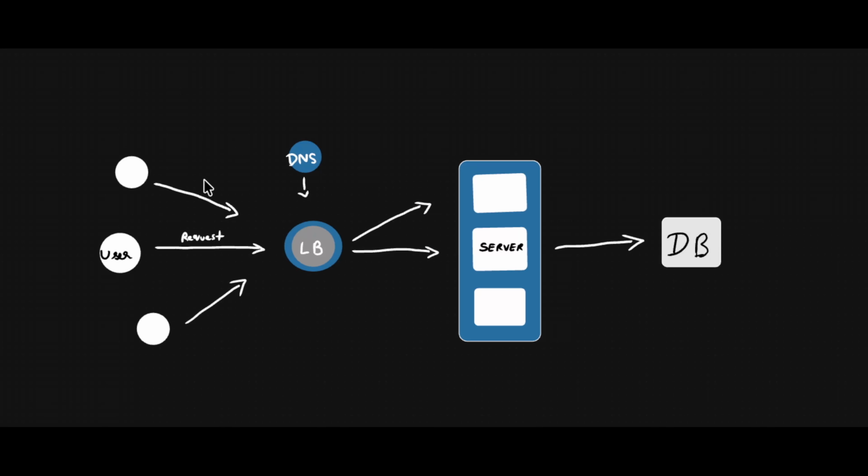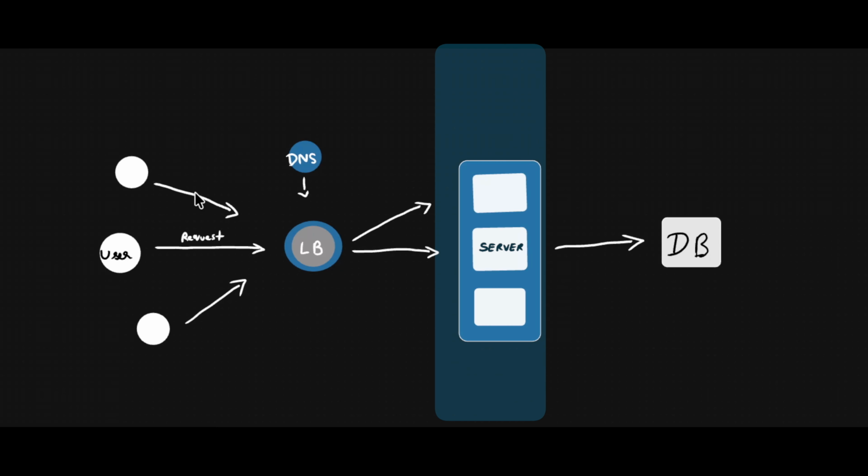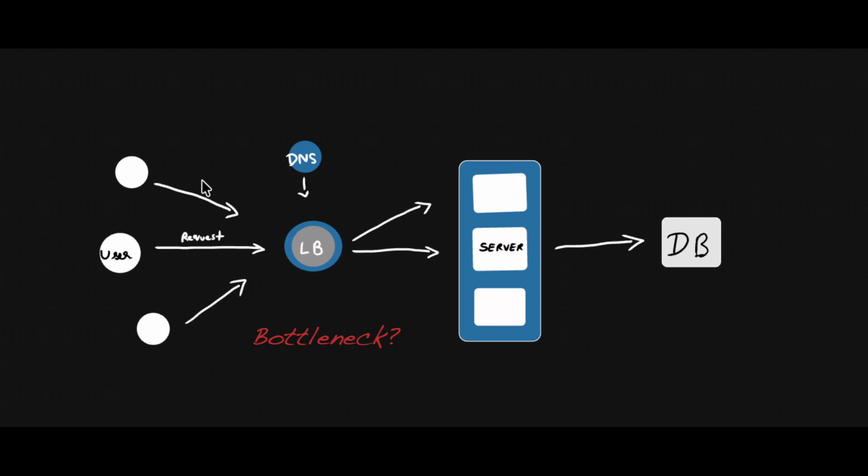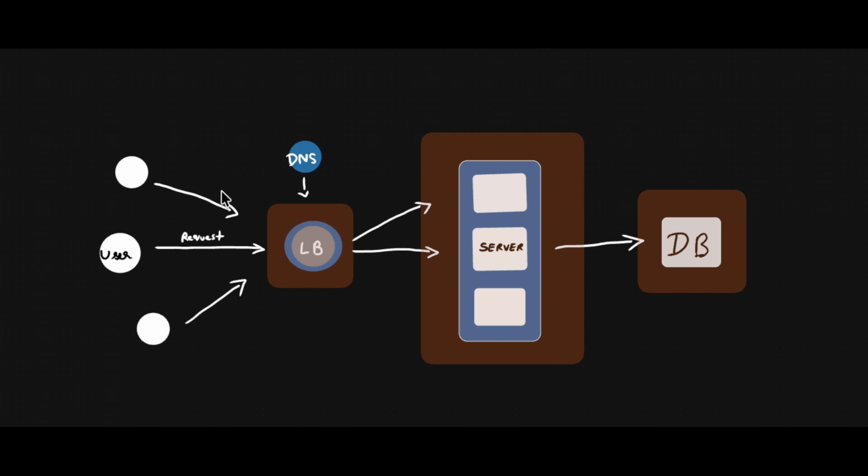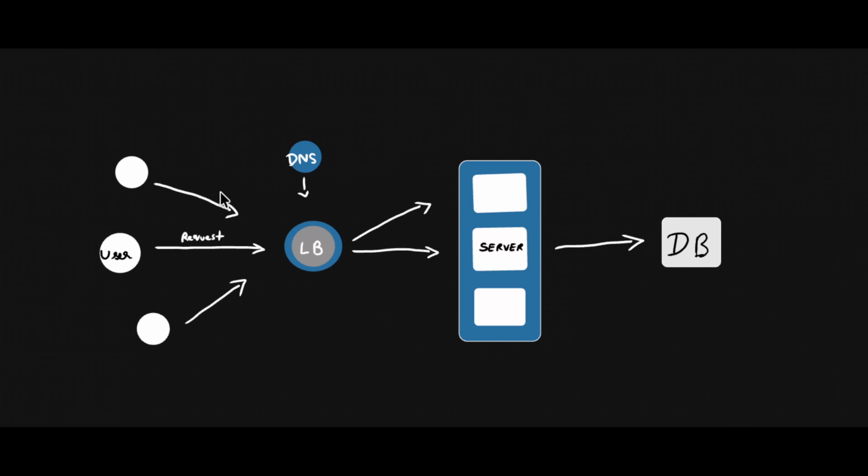Now think about this. We solved the problem of a single server being overloaded. But where can the bottleneck occur now? It could be the load balancer. It could even be the database. Any component that handles all the traffic can become a bottleneck. Systems don't fail at one place. They fail at the weakest point under load. In this video, we'll focus on the load balancer. We'll cover the database in a separate video.